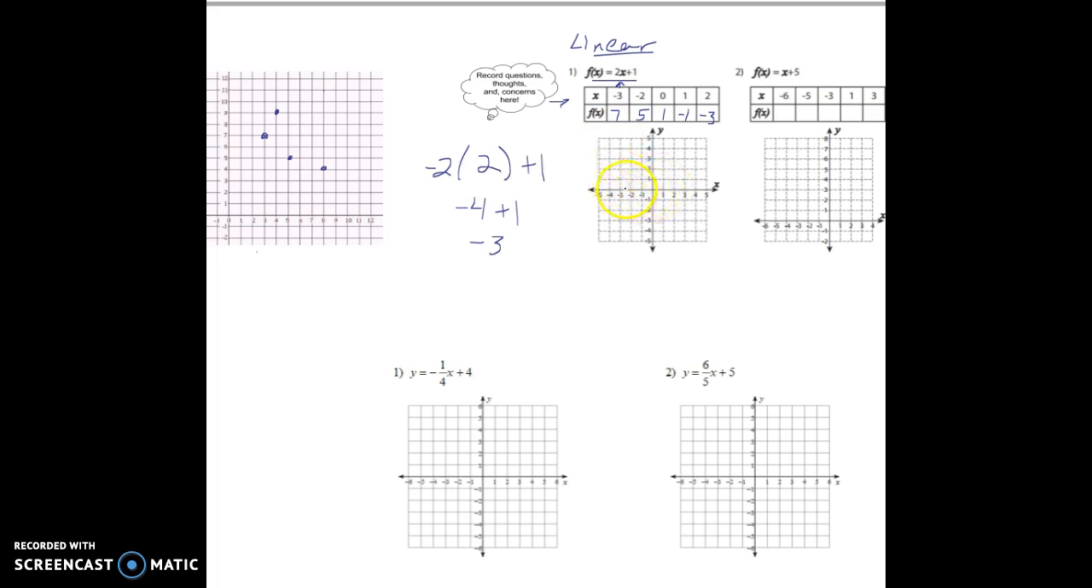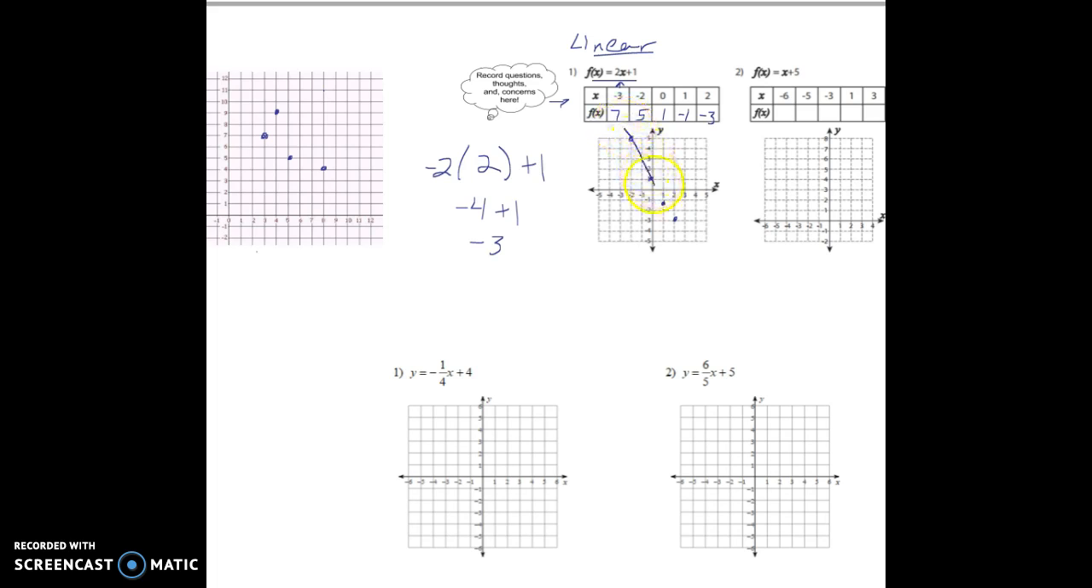So -3, 7 is off my graph. -2, 5 barely fits. It's right here. -1, there isn't a -1, so then I have 0 at 1, and then I have 1 at -1, and then I have 2 at -3. All right, we see it makes a line.